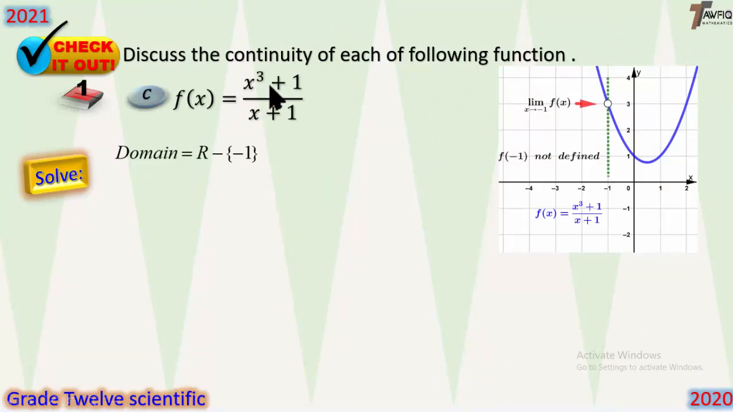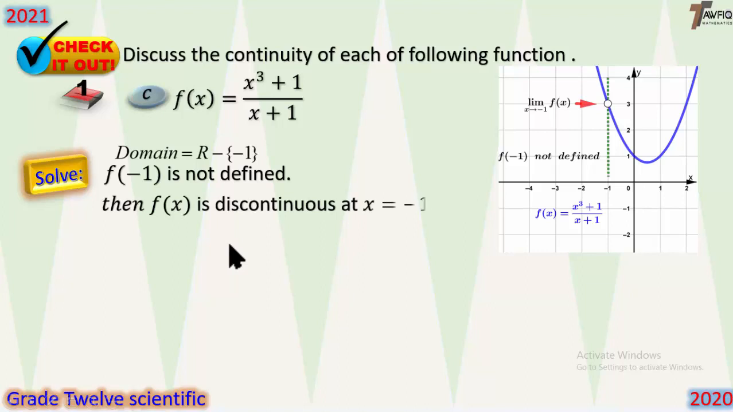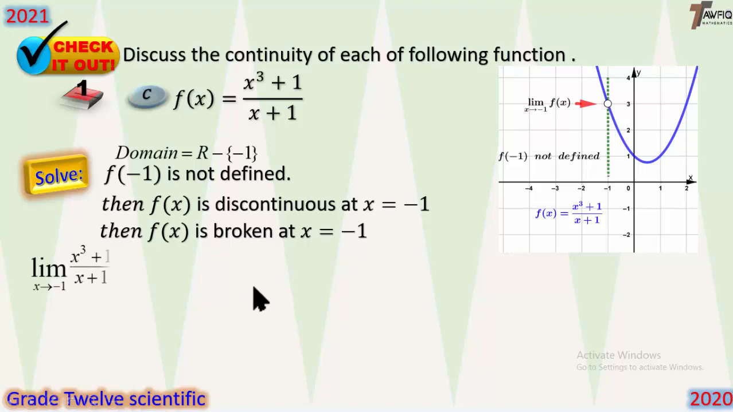f(x) equals (x cubed plus 1) over (x plus 1). Because the domain of this function is all real numbers except minus 1, that means f of minus 1 is not defined. Therefore, this function is not continuous at x equal to minus 1, and it is broken at that point. Now, to know whether this discontinuity is removable or not, we must find the limit.